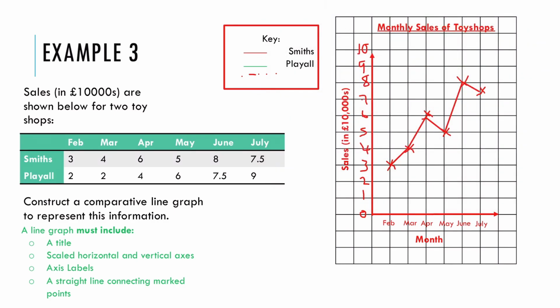So in February it's where Playall meets 2. In March it's where Playall meets 2 again, and I use my line to join them up. In April it's where Playall meets 4, joining them up. In May it's where May meets 6, joining them up. And in June, where June meets 7.5, that's halfway between the 7 and 8. And in July, where Playall meets 9. Okay, and that is my comparative line graph done.